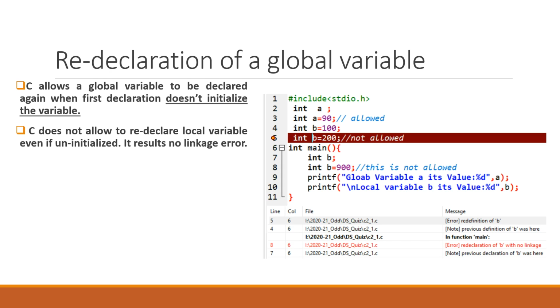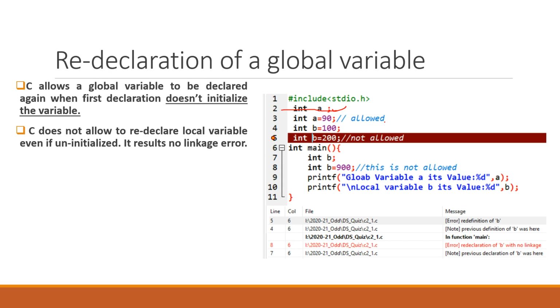Next, redeclaration of global variable. Here, a is declared outside the function main. So, a is a global variable. A is defined with the data type int but not initialized. For a global variable, this variable can be redeclared as int a and initialized. So what will happen if the same variable is defined again and initialized? Previous declaration is ignored.